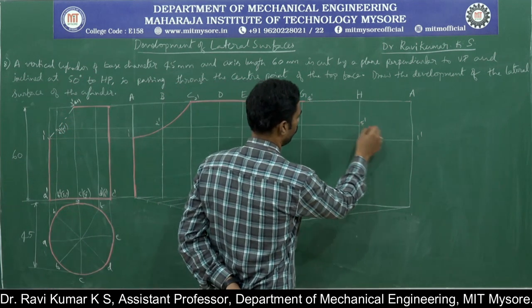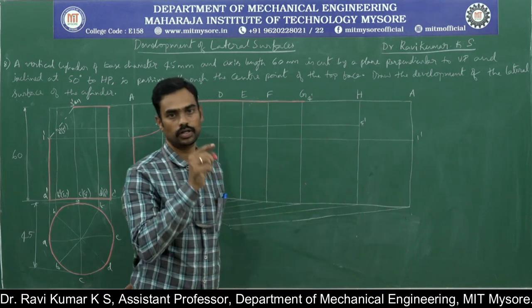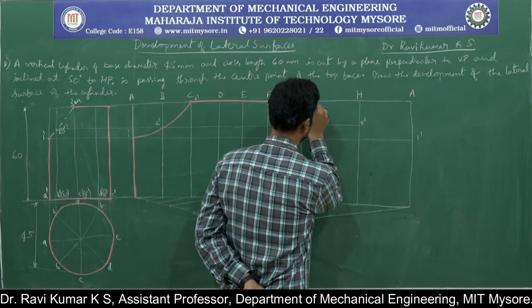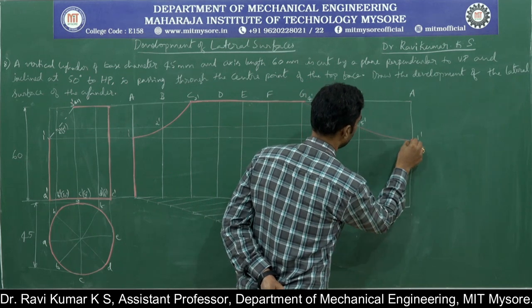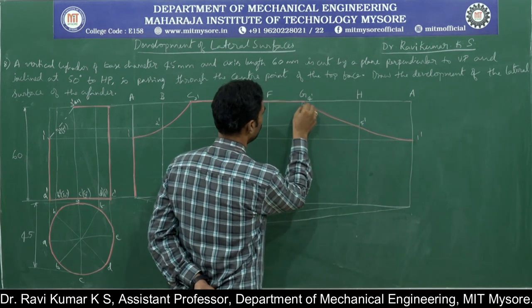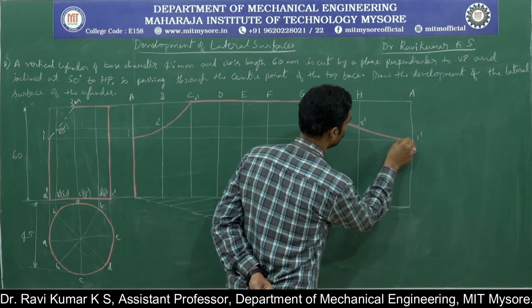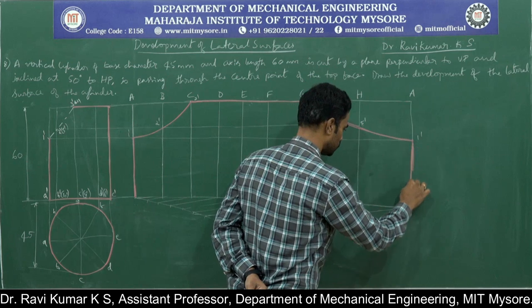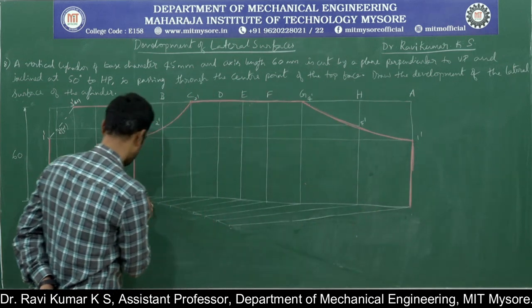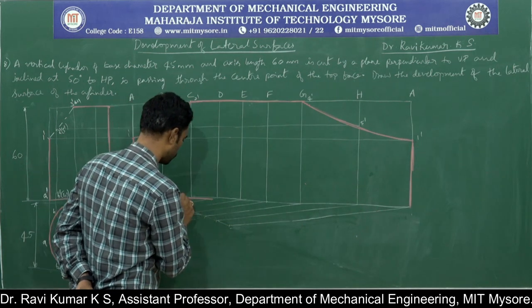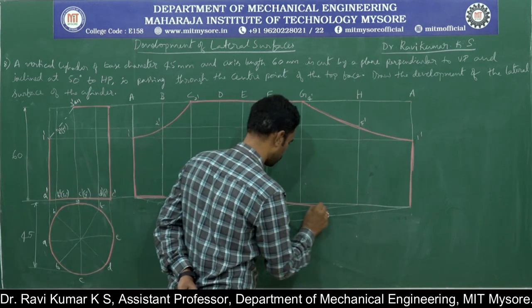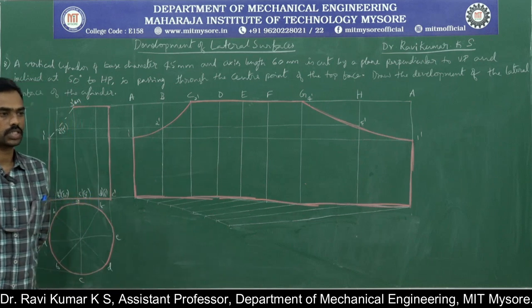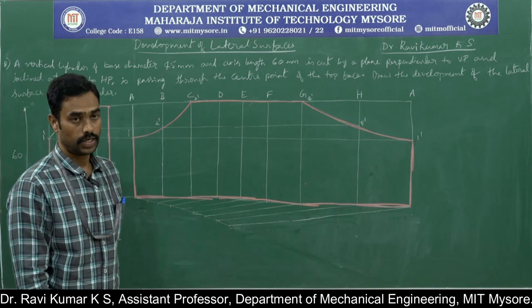Similarly, from 4 to 5 and 1, again you should not join it by a straight line, you should use a curve. So draw a smooth curve between this. It should be a smooth curve. Something like this. Then this to this. Again this one. Okay. So this is the development of the said diagram.